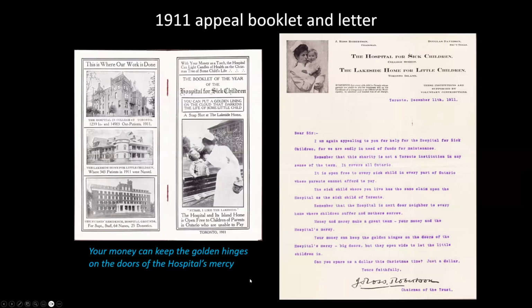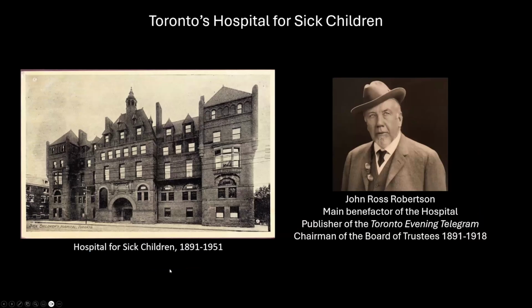So I started to really think, okay, there's an interesting story here, right? So I started to look into it. I found a few postcards that showed the Hospital for Sick Children building here. And when I started to dig into it, I found there's this whole fascinating backstory of John Ross Robertson, who became the main benefactor of the hospital. He was the publisher of the Toronto Evening Telegram. He became the chairman of the board of trustees of the hospital in 1891 and served as the chair until he died in 1918. He became very involved in the hospital because he lost a little niece.